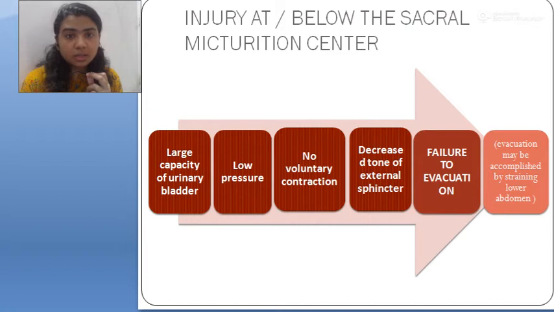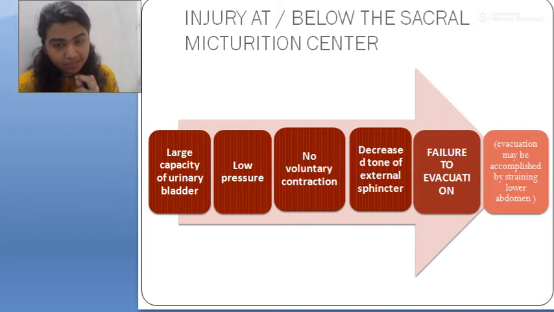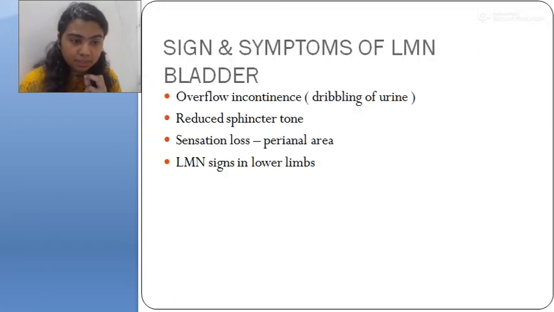Now these are injuries at or below the micturition center, meaning large capacity of the urinary bladder, low pressure, no voluntary contraction, decreased tone of the external sphincter, and failure of evacuation. Evacuation may be accomplished by straining of the lower abdomen, that is the Valsalva maneuver.